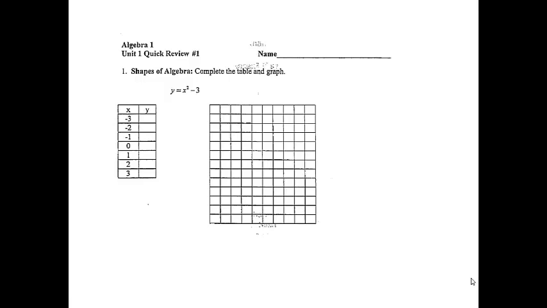Question number 1. Complete the table and graph. Y equals x squared minus 3. The first thing that I'm going to do before I even try to graph it or complete the table is figure out what the picture should look like when I'm done.